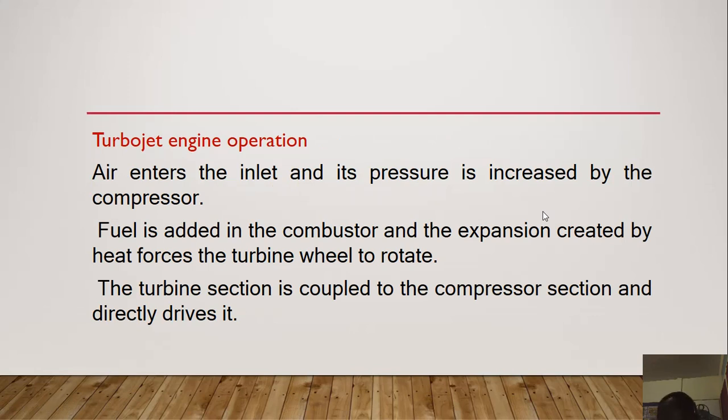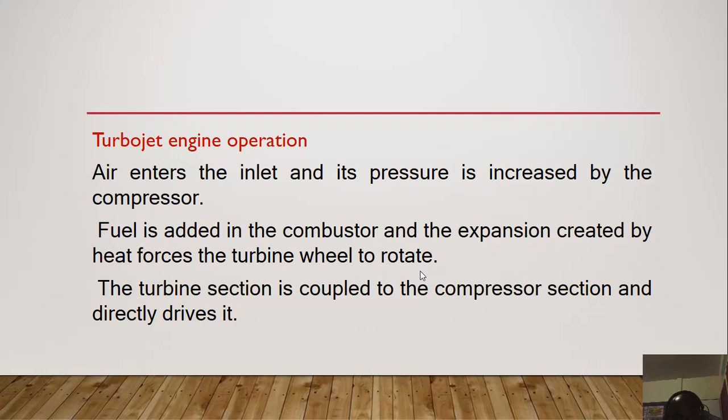Let's look at the operation. Turbojet engine operation. Air enters the inlet and its pressure is increased by the compressor. Fuel is added in the combustor, and the expansion created by the heat forces the turbine wheel to rotate. The turbine section is coupled to the compressor section and directly drives it.